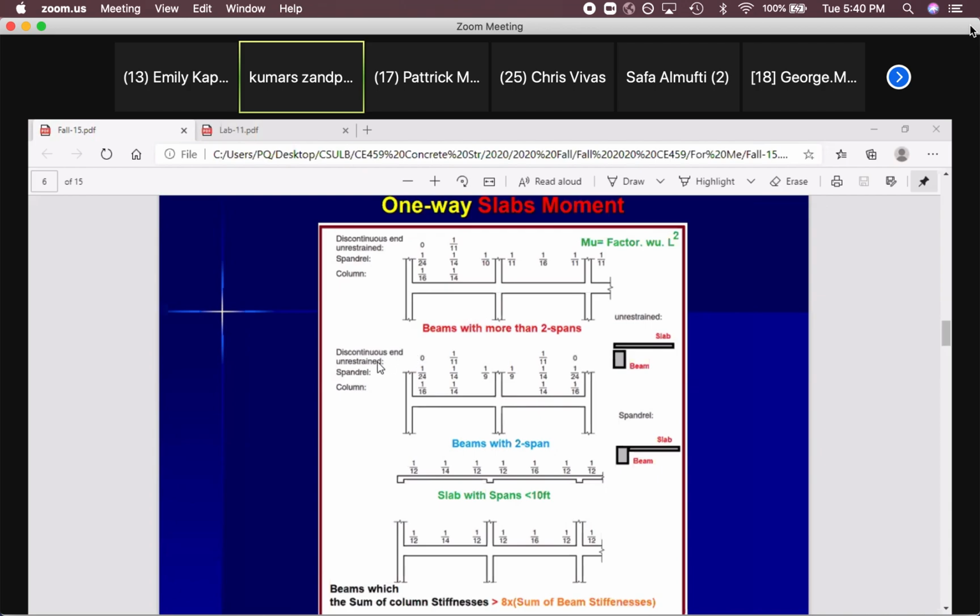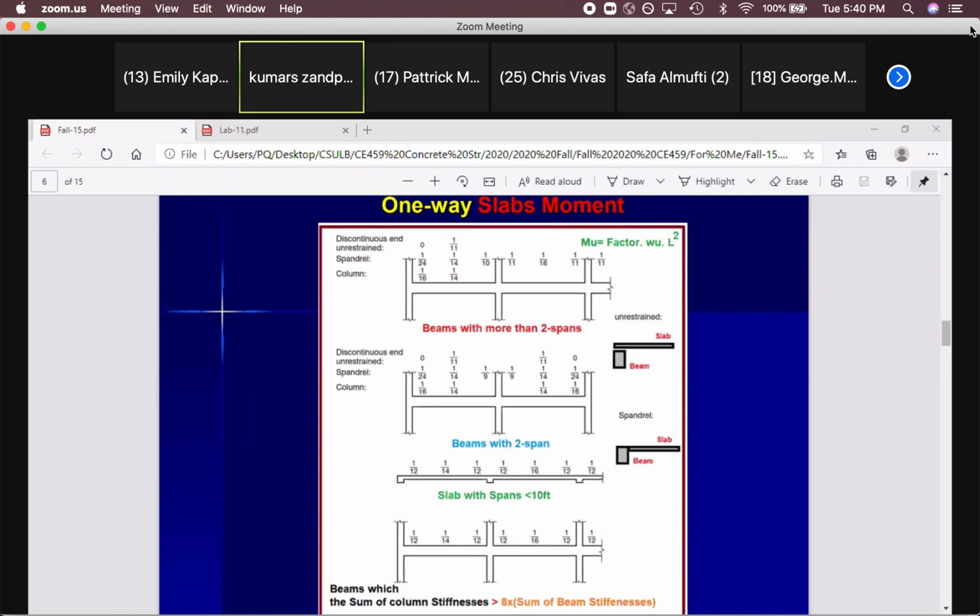So you can see unrestrained, spandrel, columns. That's it for 2 span. Slabs with spans less than 10 feet. If you have slabs with 10 feet and less, negative moment factor. So you cannot use this for a spandrel. This one is good just when the slab and beam are poured with the rebar, connect those together. So that's factor, negative, positive, negative, negative, positive, negative, negative. Use the same equation.